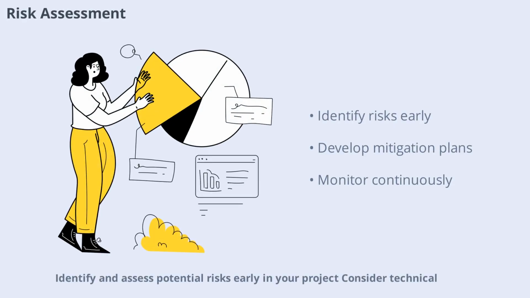Identify and assess potential risks early in your project. Consider technical, operational, and business risks. Develop mitigation strategies and monitor risks throughout the project. Proactive risk management helps you avoid surprises and ensures project success.